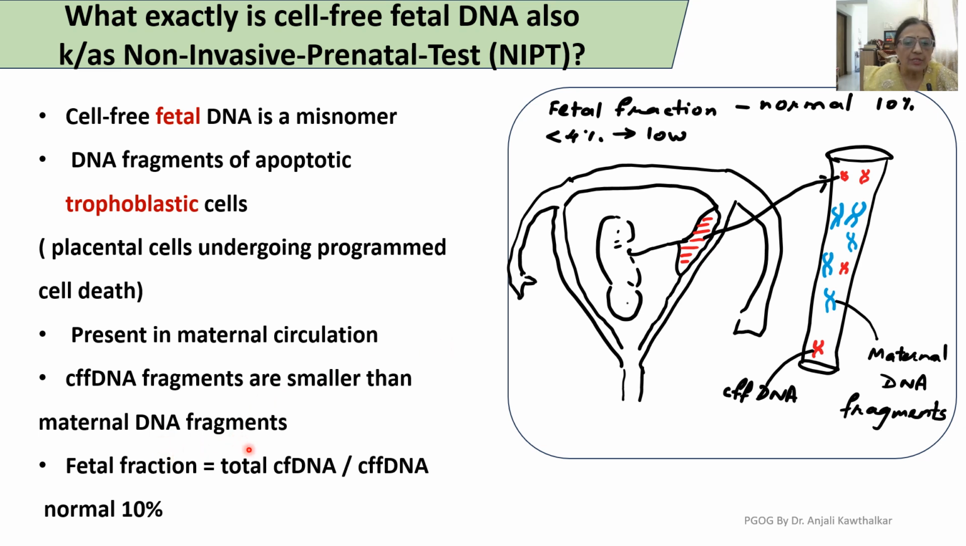Now, fetal fraction is the amount of this cell-free fetal DNA in the total cell-free DNA. Cell-free fetal DNA divided by total cell-free DNA gives you the fetal fraction, and usually it is around 10%. If it is anytime less than 4%, it is considered as low, and in these situations, the test result is considered as indeterminate or inconclusive.